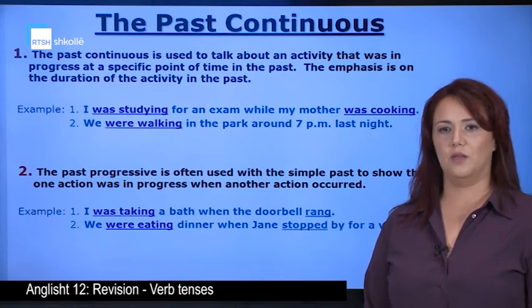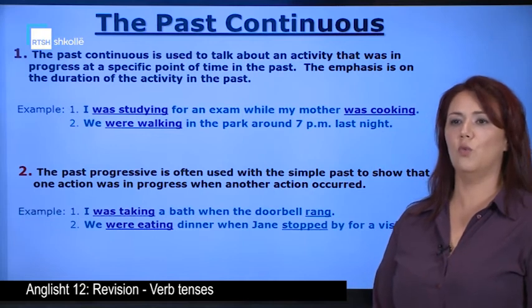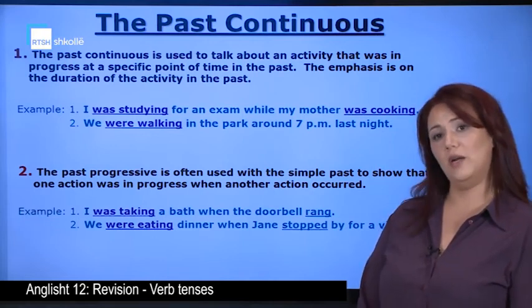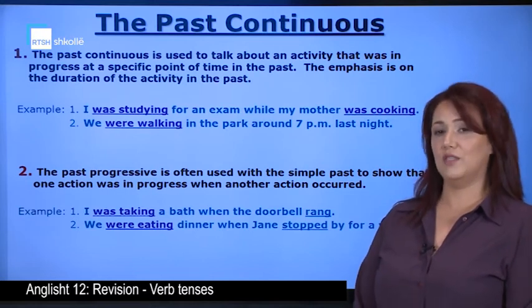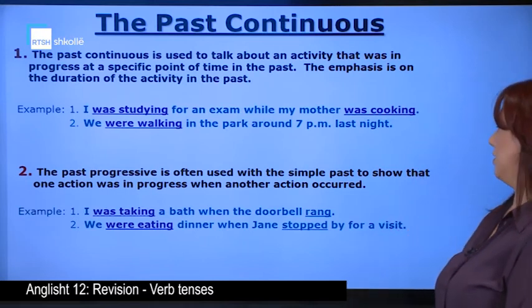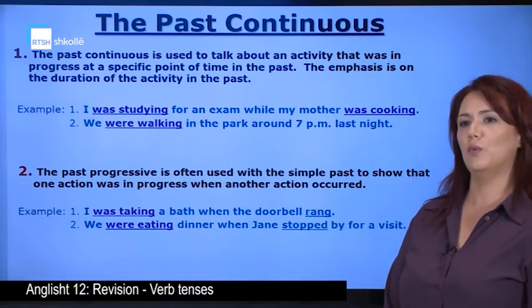The past continuous or progressive is often used with the simple past to show that one action was in progress when another action occurred. For example, I was taking a bath when the doorbell rang, or we were eating dinner when Jane stopped by for a visit.